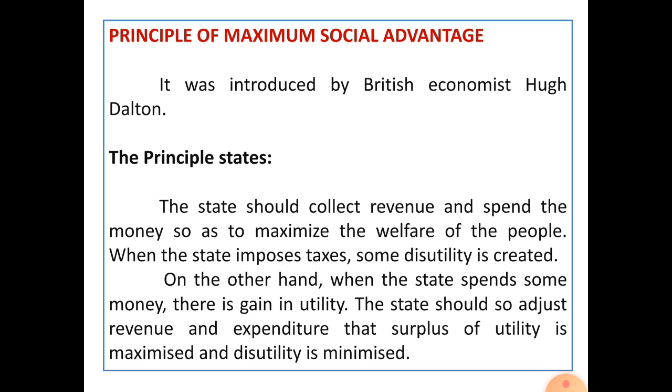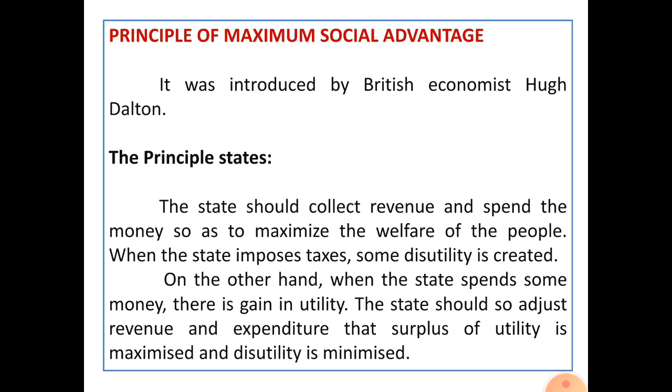On the other hand, when the state spends some money there is a gain in utility. When the government spends its income on different development and non-development activities, the people get benefit and utility from the government spending. The state should so adjust its revenue and expenditure, how much to spend on different activities, that the surplus of utility is maximized and the disutility or sacrifice is minimized.